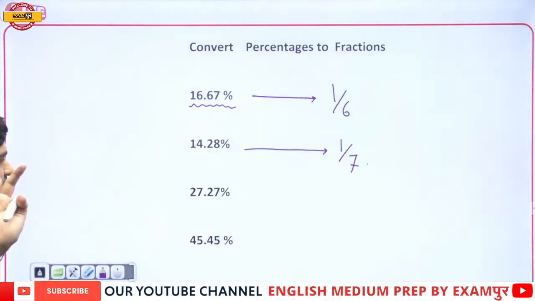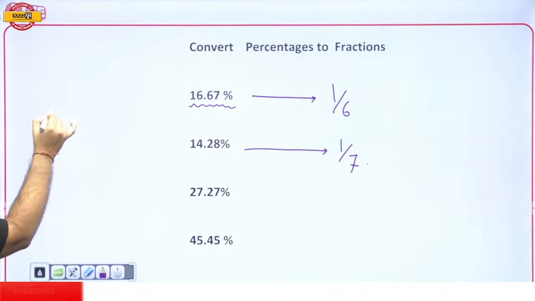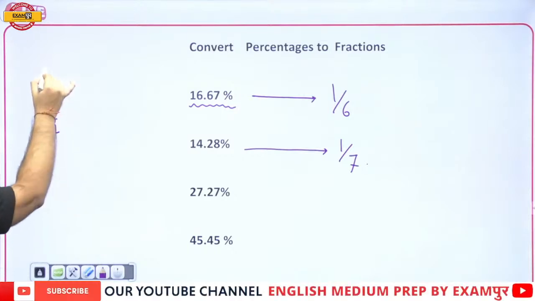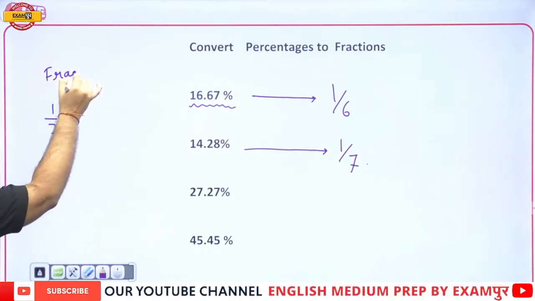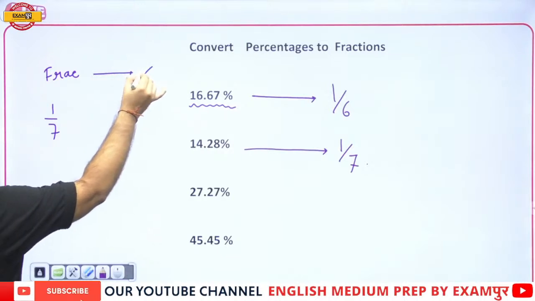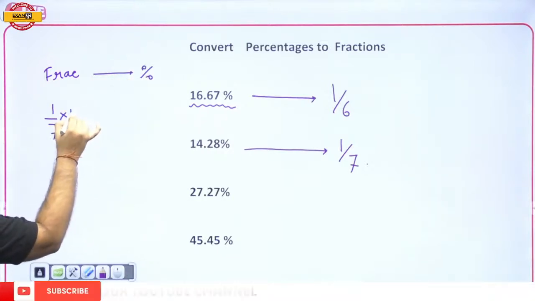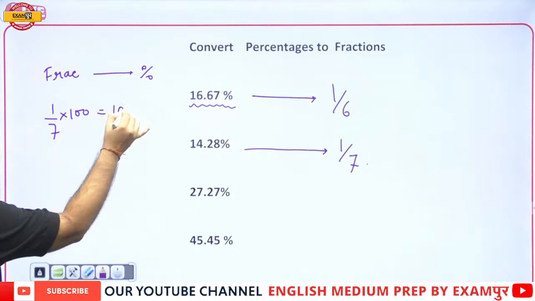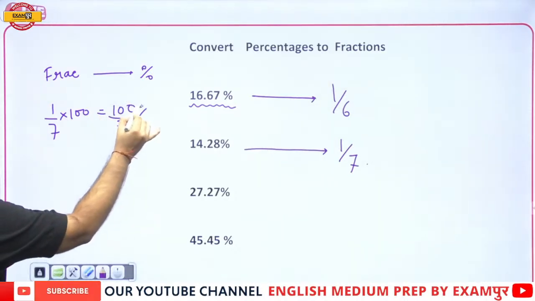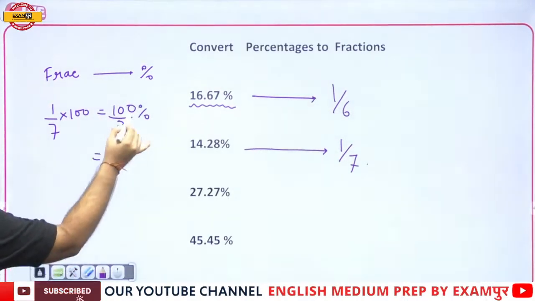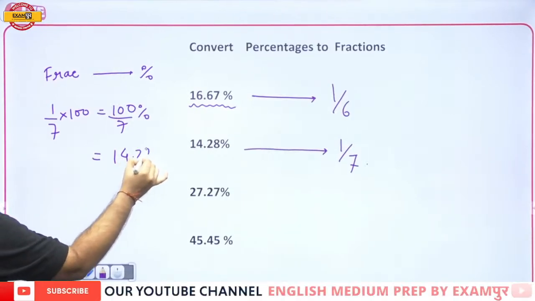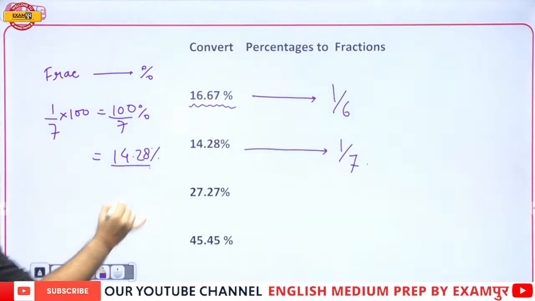Okay, just a minute. Let me show you how. 1 by 7 is the fraction. If you want to convert it into percentage, just multiply by 100. It will become 100 by 7%. 7 ones are 7, 30, 7 fours are 28, and so on.